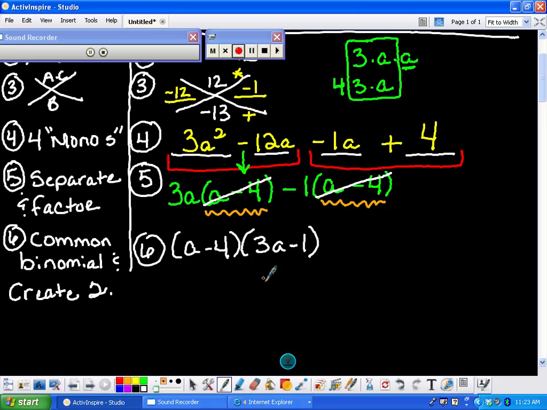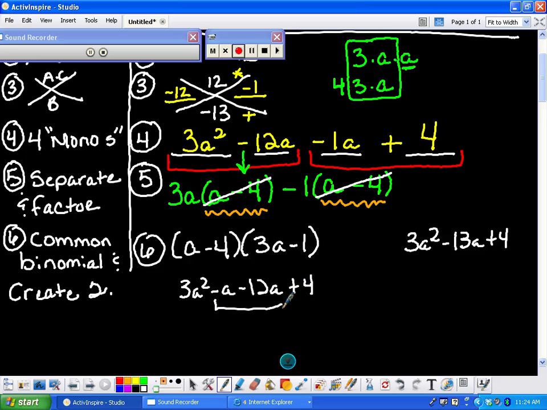Now, if I wanted to go back and double check, remember my original was 3a squared minus 13a plus 4. 3a times a gives me 3a squared. A times negative 1 is negative a. This is negative 12a, and this is positive 4. You can see where these two combine like terms to give you negative 13a. So this is the factored form of this polynomial.